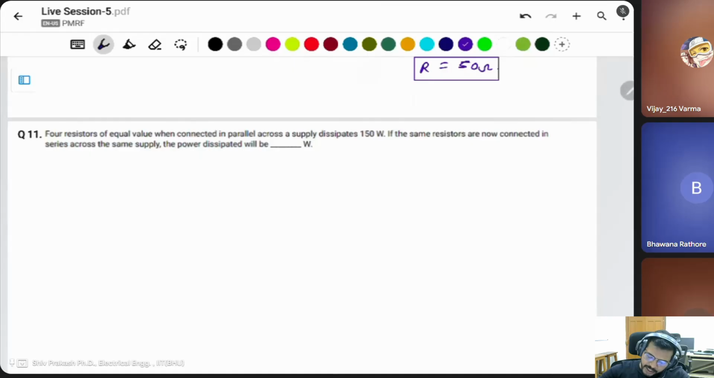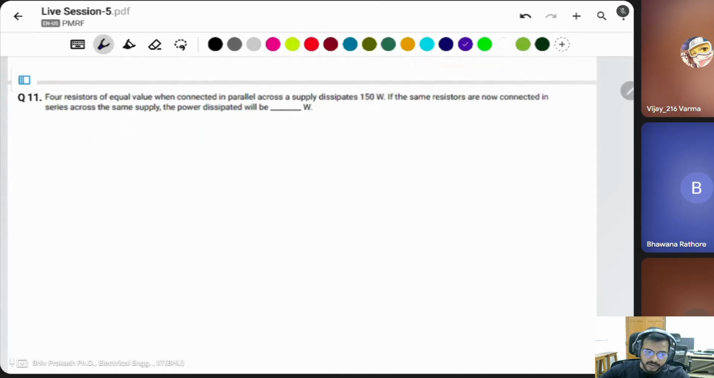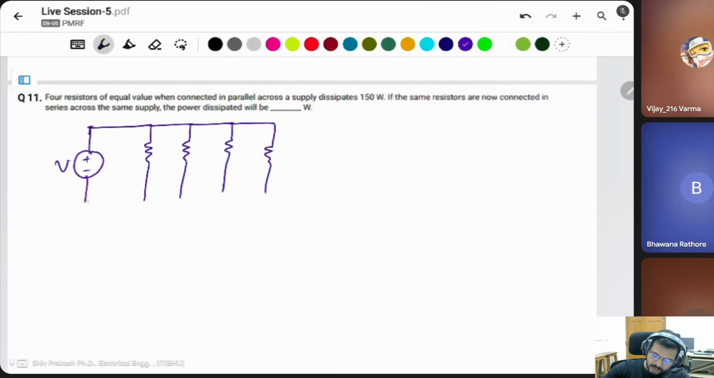Four resistors of equal value when connected in parallel across a supply dissipate 150 watt. If the same resistors are now connected in series across the same supply, then what is the power? It means there is a voltage source. Four resistors are connected in parallel, same value, R, R, R. What is the equivalent resistor? R by 4.